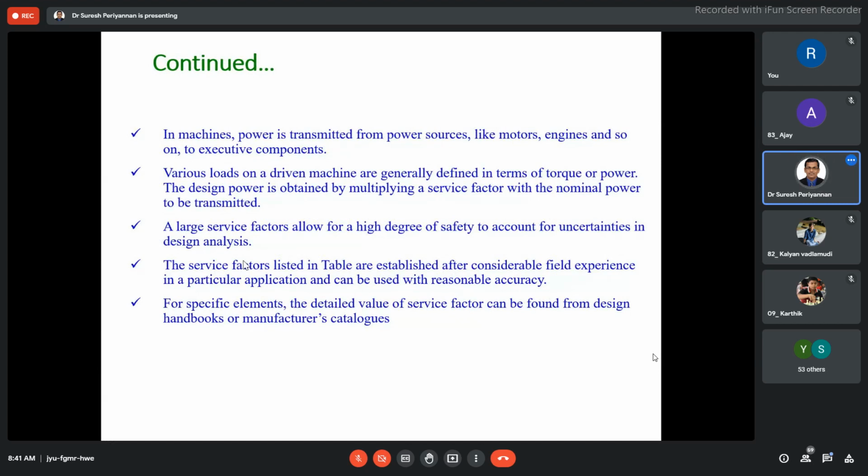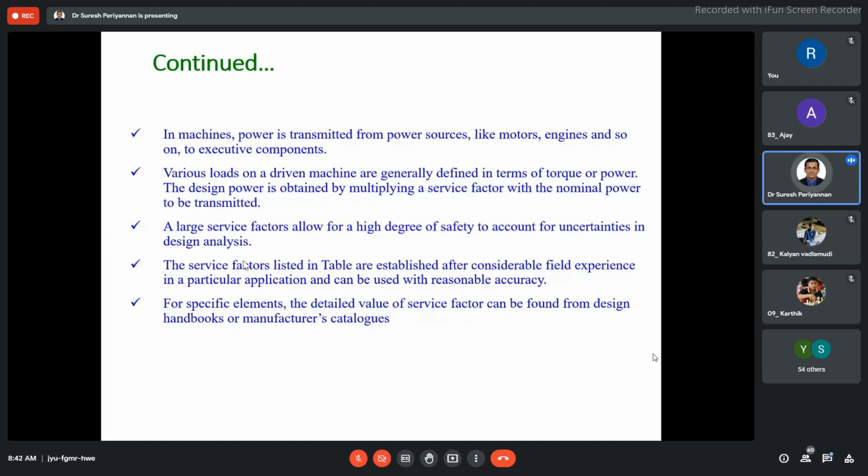Okay, that's what we are saying. We are going to study then how much dimensions of the shaft based on the power transmission capacity. That's what we are going to study here. And various loads on driven machines are generally defined in terms of torque or power.